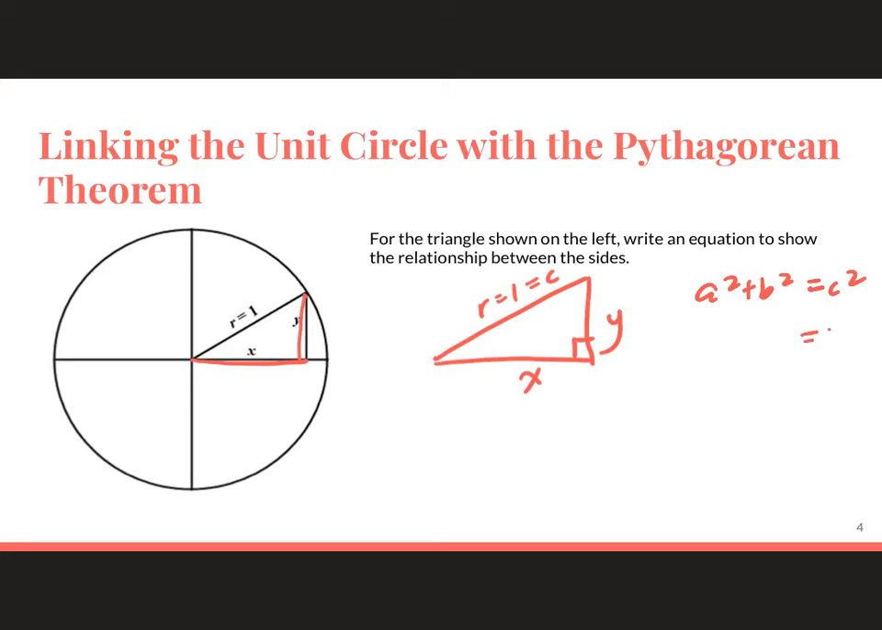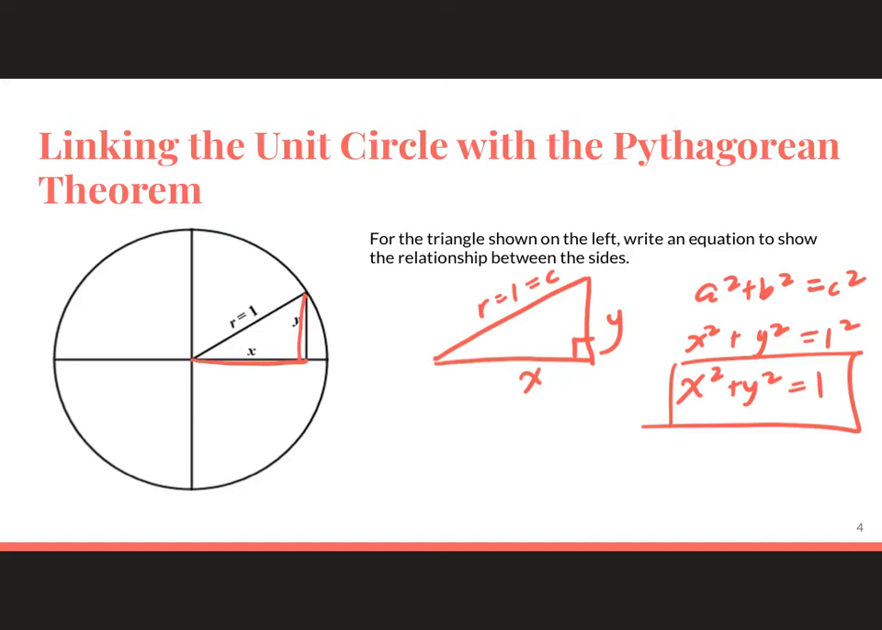So this is 1 squared, right? And then my legs, x and y, are going to be my a and b values. So this is x squared plus y squared equals 1 squared. I'm going to just simplify that a little bit more. So x squared plus y squared equals 1. And lo and behold, that equation looks pretty similar, right? That's the equation for the unit circle.